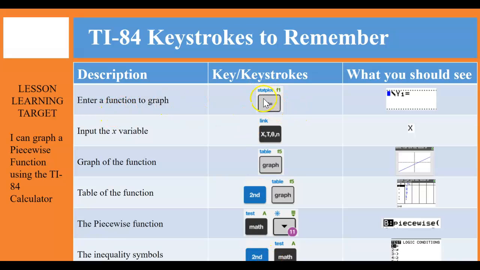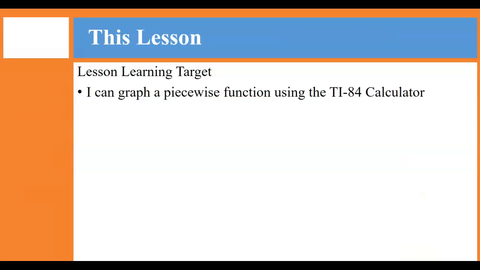To enter a function into the graph, we hit y equals. To get the x variable, we just use that quick shortcut key. To see the graph of a function that you already typed in, you just hit graph. To see the table of the function you already typed in, that was second graph. To get to that piecewise function, you'd hit math and then you have to arrow down a whole bunch. And then to get to the inequality symbols, that's second math to get to that test function. So in a nutshell, that's how we can graph a piecewise function using the TI84 calculator.